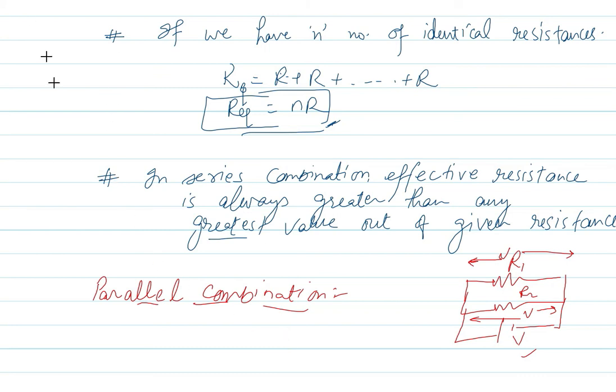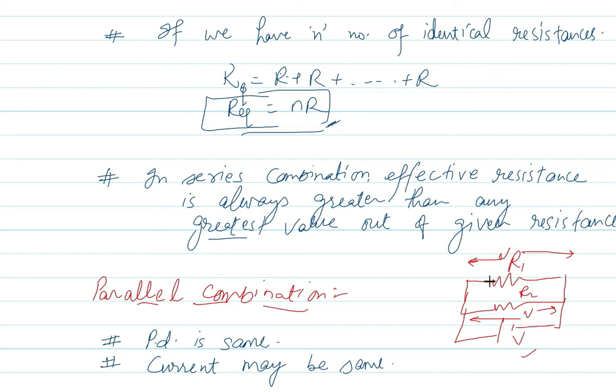Now let's see how we write equivalent resistance. In this case, first of all, let's talk about characteristic. In this case, potential difference is same, right? Current may be same. How? If it is a case of identical resistances, current may be same. In that case, current will be same. Now let's talk about equivalent resistance.